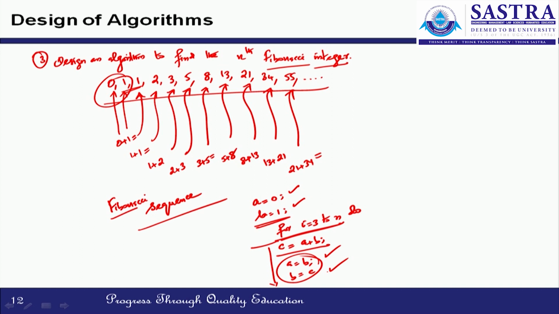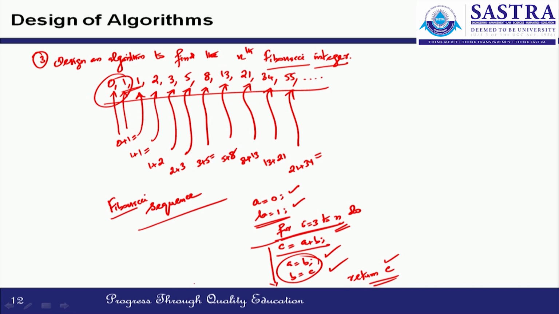When the control comes out of the for loop, we need to return the value of c. Return c. The updated value of variable c returns the nth Fibonacci number. So the nth integer in that sequence is computed in the variable c. Let us write the algorithm and check if the algorithm produces the correct result for the given value of n.